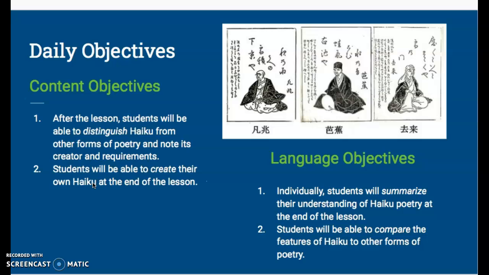And our language objectives, individually, students will summarize their understanding of haiku poetry at the end of the lesson. Next to this video, you will see our Google form. There is where you will answer the quiz questions that go along with this video that relates to our first language objective. And secondly, students will be able to compare the features of haiku to other forms of poetry. So you'll now know what haikus require in terms of length, syllables, content, and then you'll be able to see how they differ from other forms of poetry.